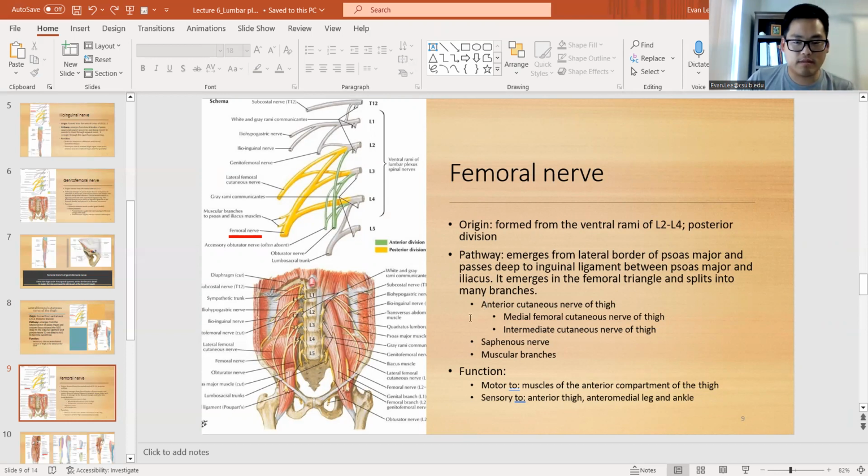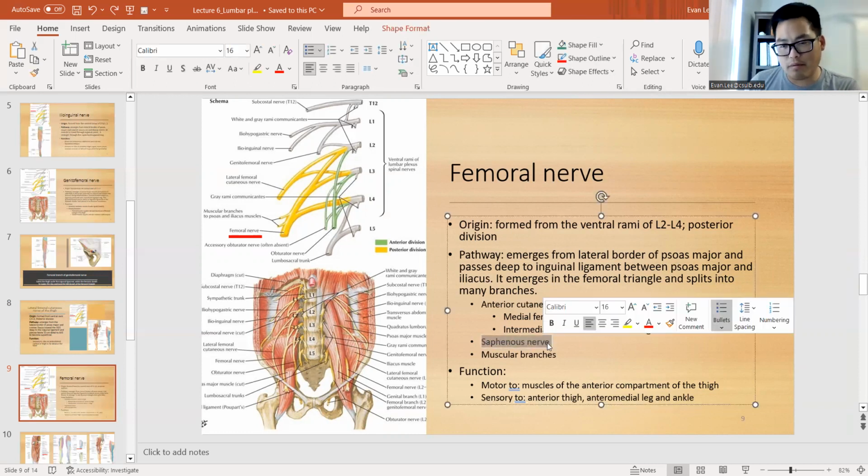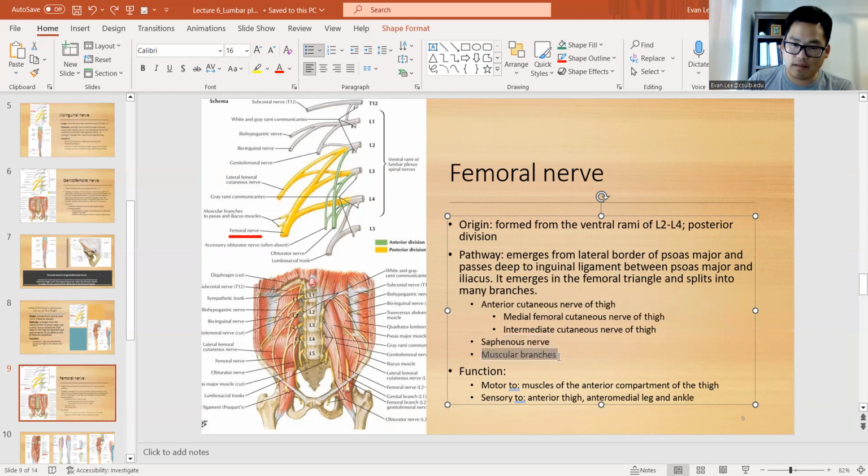This is going to branch out to 2 more nerves, the medial and intermediate femoral cutaneous nerves. So medial and intermediate cutaneous nerves of the thigh, those are going to go to the anterior and then the medial regions of the thigh. I'll bring up a picture in just a sec, but we also have the saphenous nerve, which we'll elaborate more on later because it's actually going to go down to the leg region. But then you have a lot of muscular branches as well.